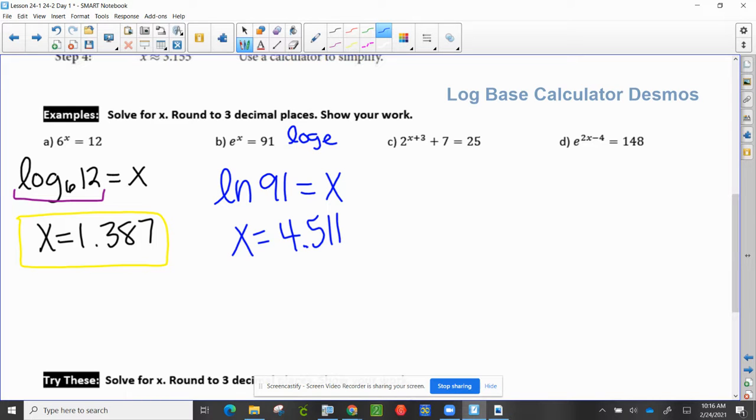Now, as long as your answer is close, if we round a little different, that's okay, but that's how you do it. All right, let's look at the next couple.